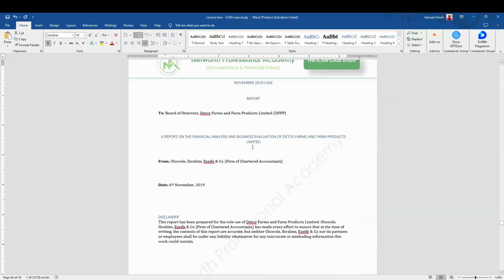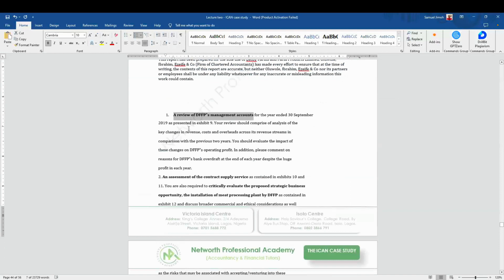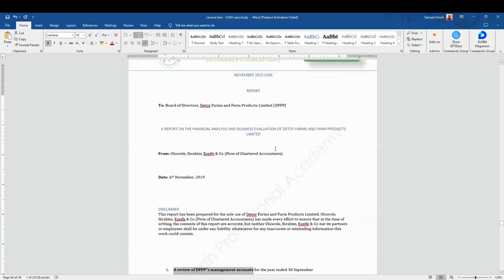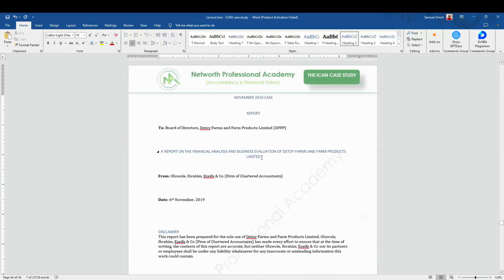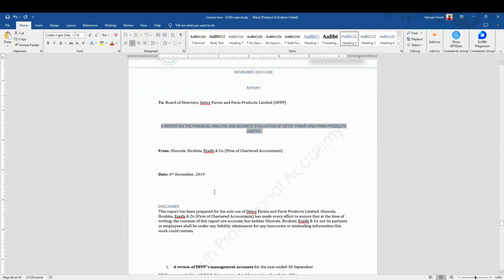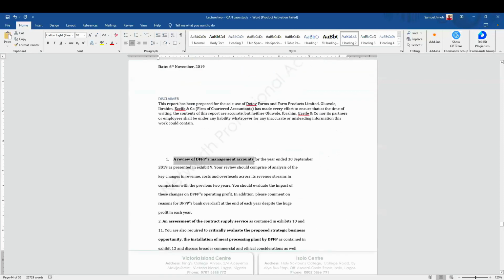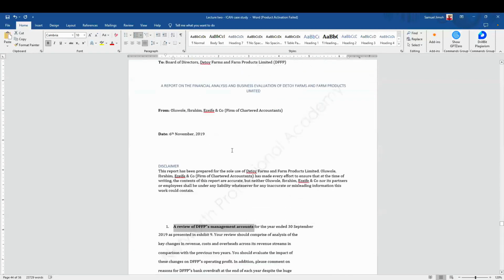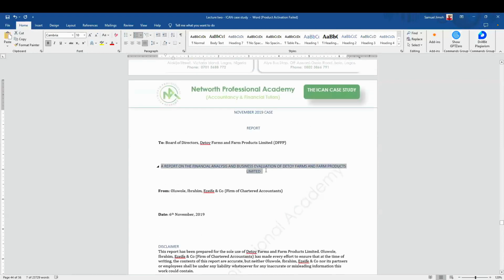So if we put these three things together, review of management account, assessment of contract supply, and evaluation of proposed strategic business opportunity, we can formulate our title from there. Report on financial analysis and business evaluation of Detroit Farms and Farm Products Limited. It depends on what you want to do, but the major thing is, you use the theme. So let me try to use the theme now.